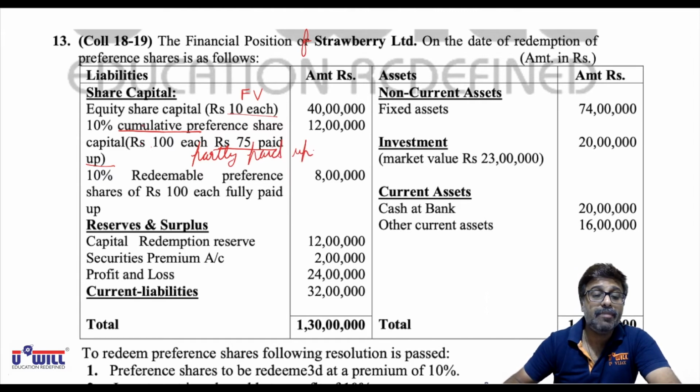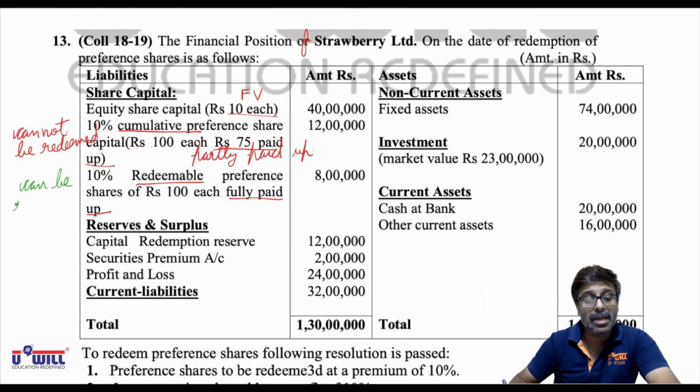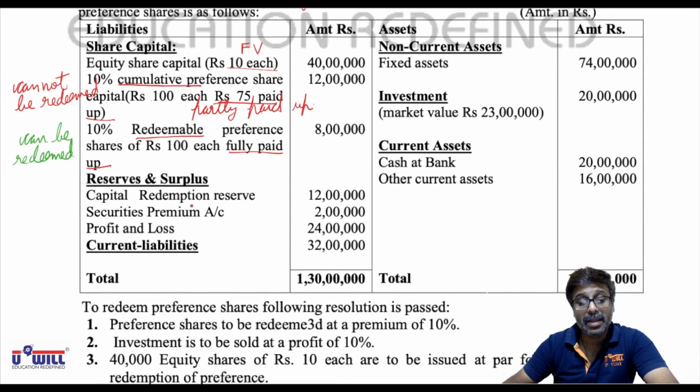First of all, they are cumulative preference shares, they are not redeemable. Secondly, they are partly paid up, so they cannot be redeemed. Condition 1 of section 55, partly paid up shares cannot be redeemed. Okay, 10%. Now these are redeemable, these are not cumulative. Preference shares of 100 each, fully paid up. These are fully paid up preference shares, so they can be redeemed. Okay, these only can be redeemed as they are fully paid up.